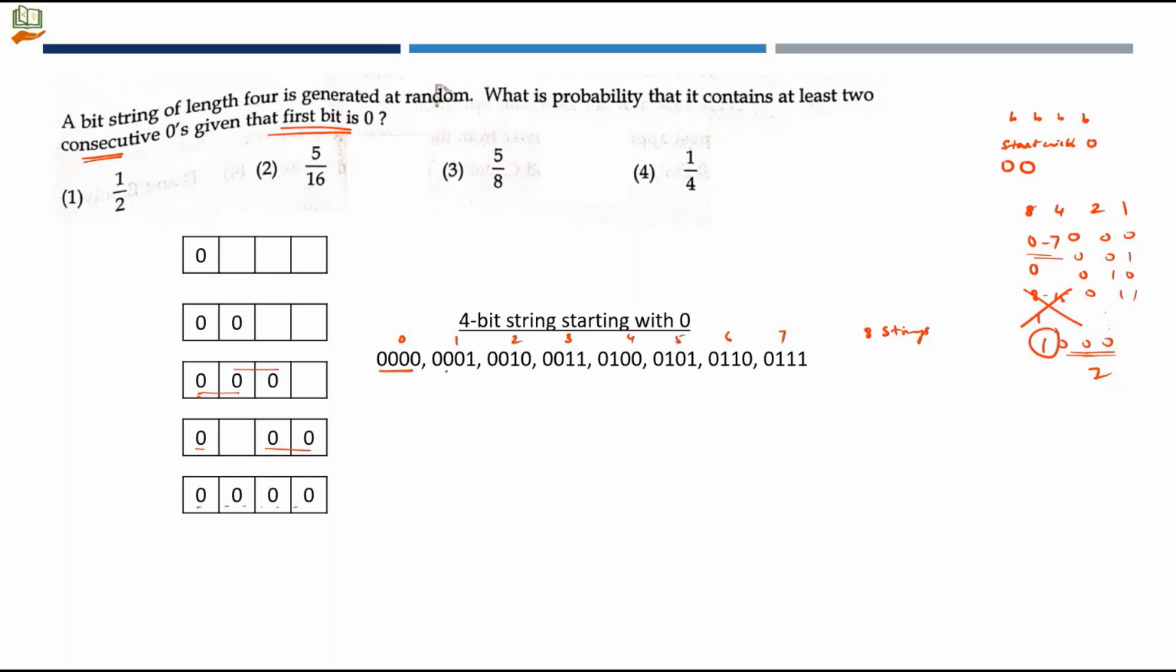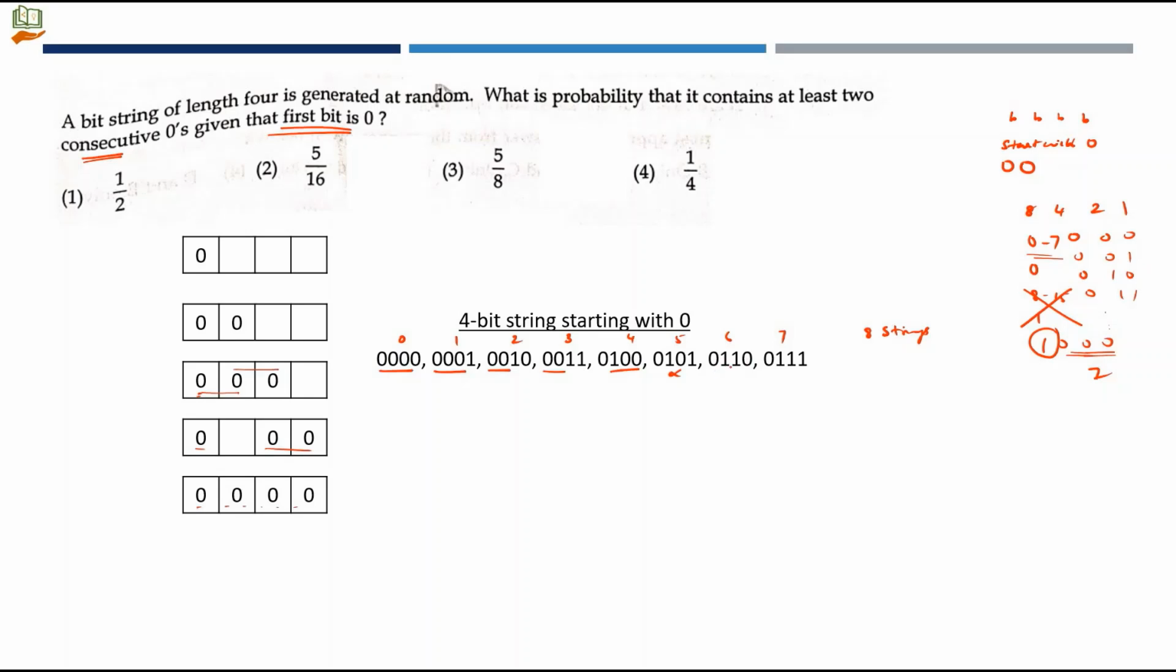Now we have to check which numbers have consecutive zeros. This one has 2 consecutive zeros. This one has 2 consecutive zeros. Here also you have 2 consecutive zeros. Here you have 2 consecutive zeros. Here also you have 2 consecutive zeros. In 5, do you have consecutive zeros? No, it just starts with 0. But there is no 2 consecutive zeros. We are removing this one.